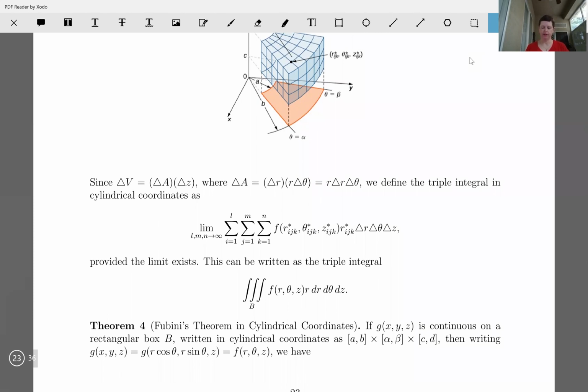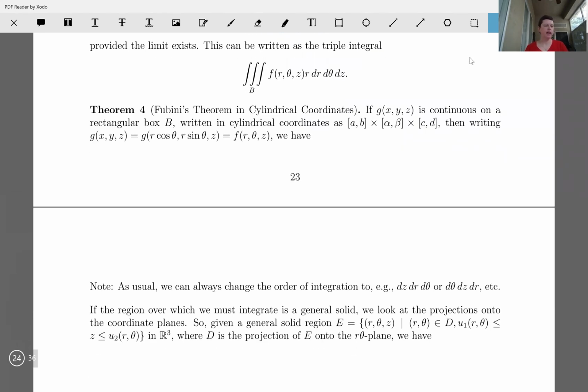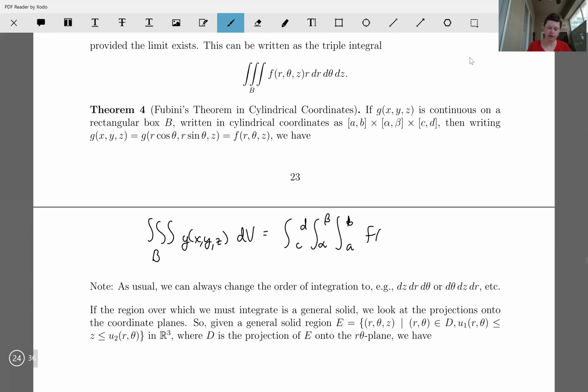If g of x, y, z is a continuous function on some rectangular region, and by rectangular I just mean a box, here in cylindrical coordinates, B, again written as the interval [a, b] by the interval [alpha, beta] by the interval [c, d], then writing g of x, y, z equal to g of r cosine theta, r sine theta, z, which we can represent as some function that we'll call f of r, theta, z, we're going to have, basically our usual definition, that the triple integral over B of my function g of x, y, z dV is going to be the integral from c to d, integral from alpha to beta, integral from a to b of f of r, theta, z times r dr d theta dz.